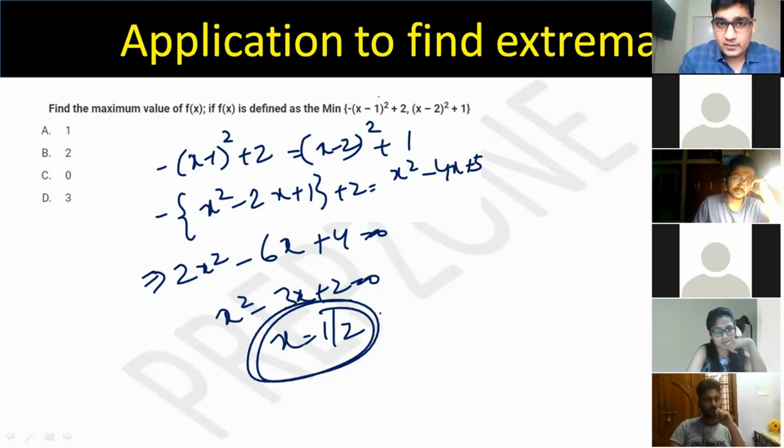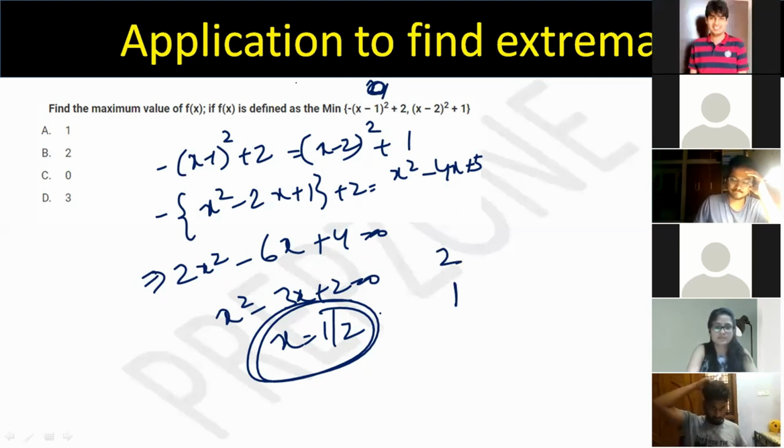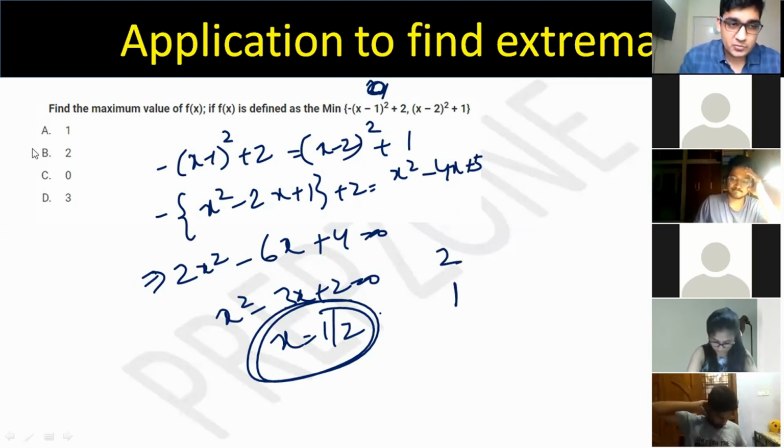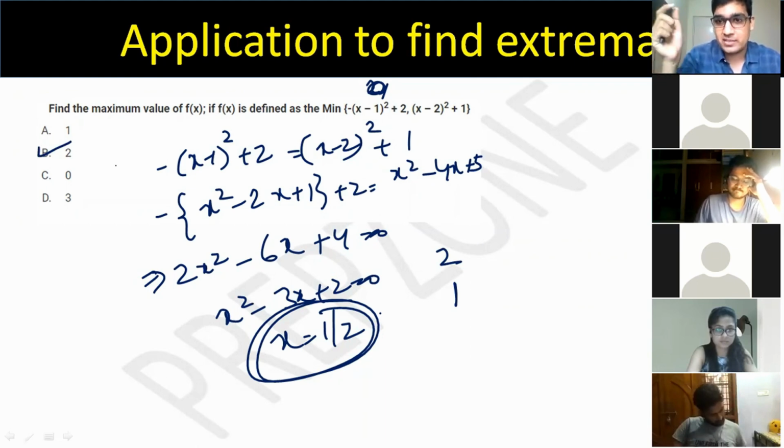When x is 1, this is 2, 2. Of course, they have to be the same, right? So when x is 1, the value is 2. When x is 2, the value is 1. So the maximum value will be what? 2. Answer has to be B. You just equate these two equations, solve it. You have two values. Put it in any of the equations. It has to be the same because essentially you have equated these two equations. So you get values as 1 and 2.